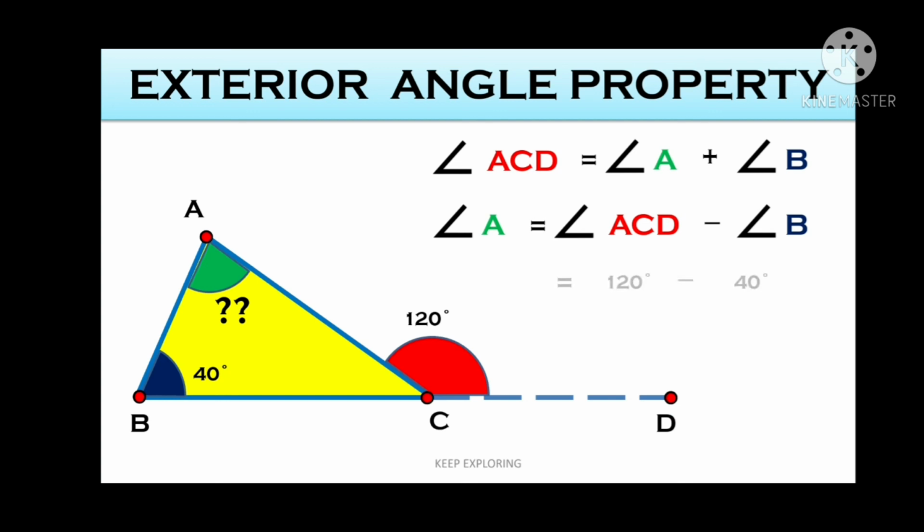So angle ACD is 120 and angle B is 40. So 120 minus 40 we get 80 degrees. So here angle A will be 80 degrees. So here we see that whenever we are finding the exterior angle, we add, and when we want an interior opposite angle, we just subtract from the exterior. So if we subtract one interior angle from the exterior, we will get the other interior opposite angle.